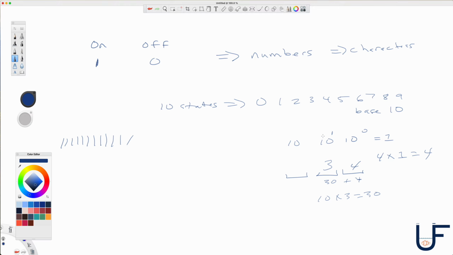So 0, 1, 10 to the 1, 10 to the 2. Well, 10 to the 2 is 100. So any number that you put here, it's 7 times 100, 700, plus the 30 plus the 4, 734. You can see how this is working, right?